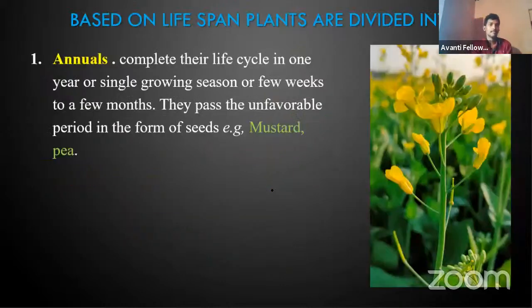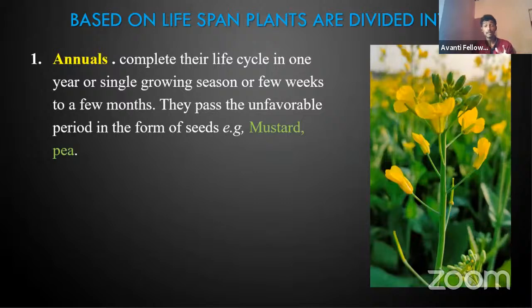So we will move on then. How do we classify the plants? We classify them based on different types, but we will consider lifespan. Lifespan means how long it will live on Earth. The first ones are annuals. What is the meaning of annual?